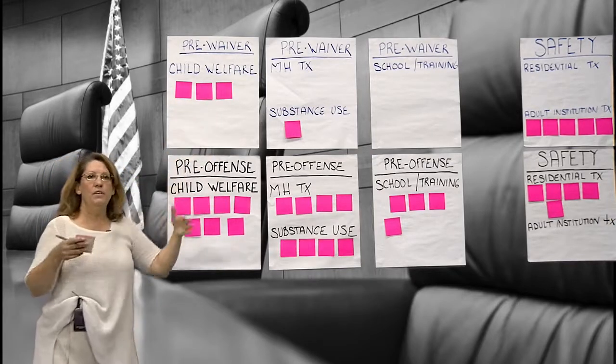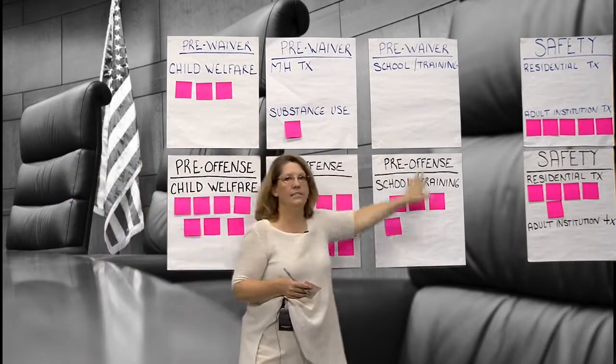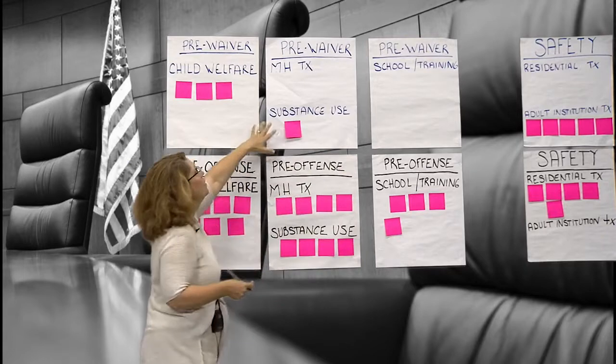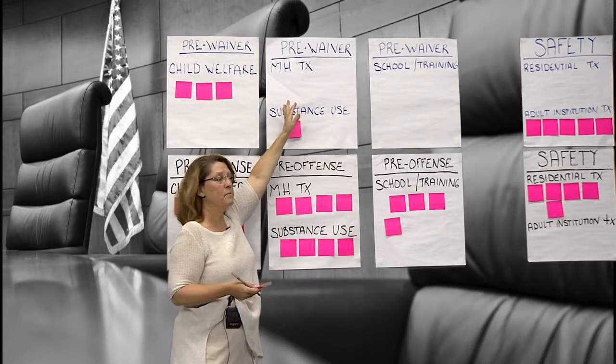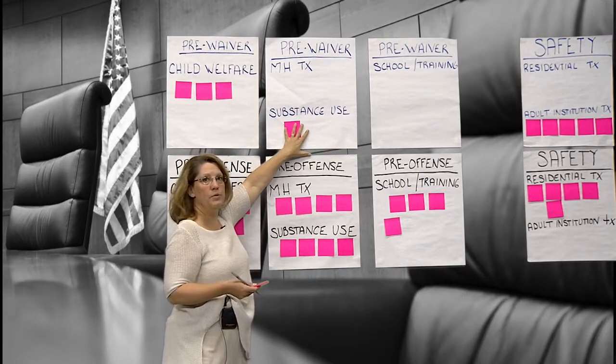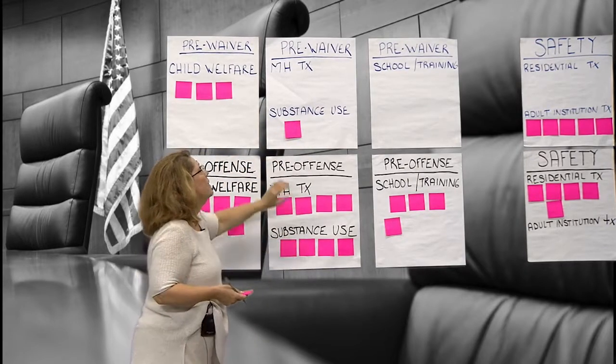Because we're using the theoretical framework of systems of care, we separate these into the different kinds of care that the children could have received. So here is mental health treatment. TX is a shorthand for treatment. So here's substance use and treatment there, mental health treatment and substance use here.